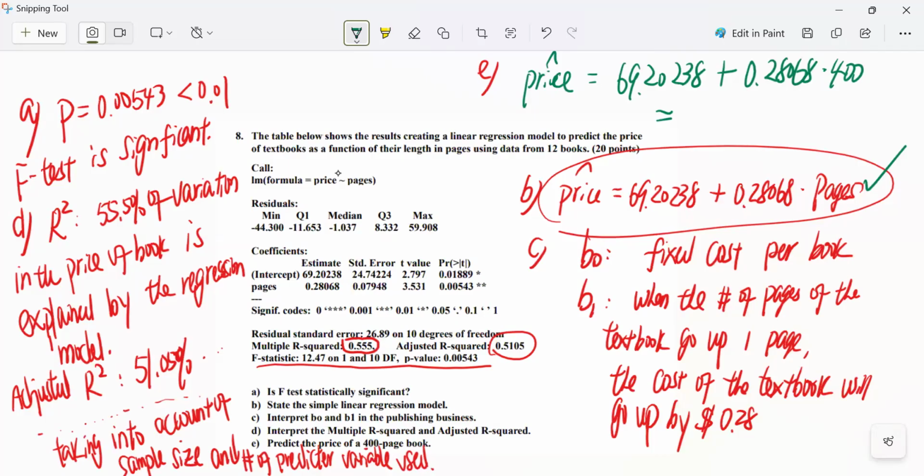And that turned out to be $181.47 approximately. So the exact amount would be 181.47, which is the predicted price for a 400-page book. Any question about this?